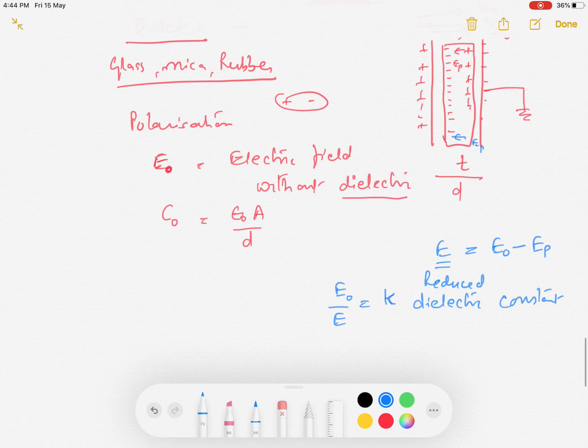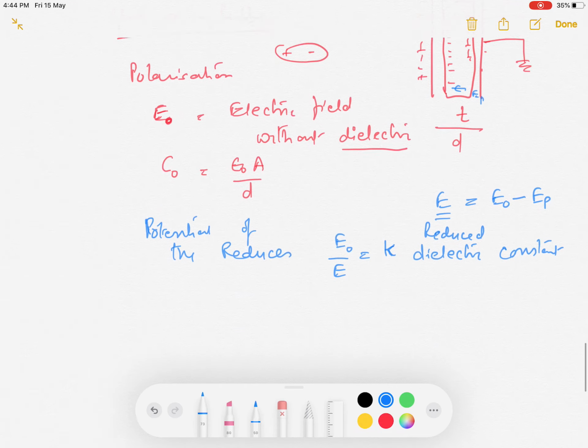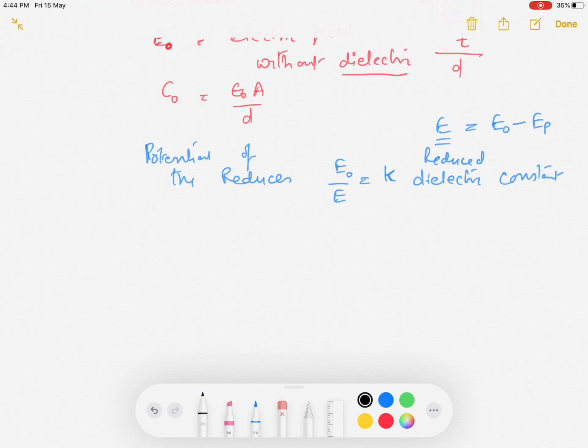So by placing this dielectric, what happens? The potential of the parallel plate capacitor reduces. And what is the value of the potential then? Say it becomes V. Now, as already told, negative potential gradient is equal to electric field, or you can say potential is electric field into distance. So we can write a general form for the reduced value of V.